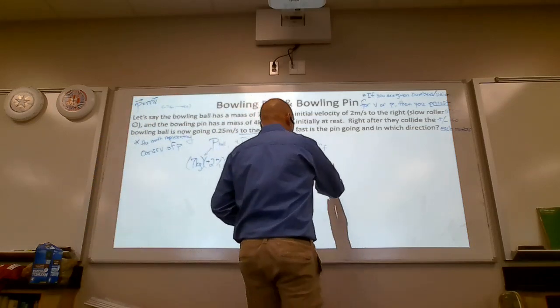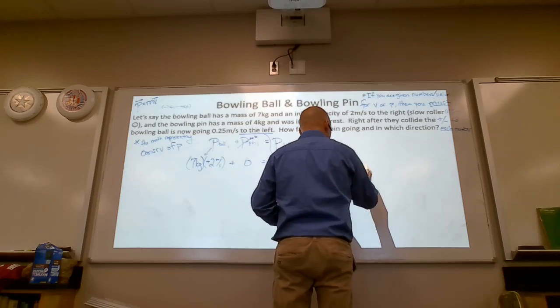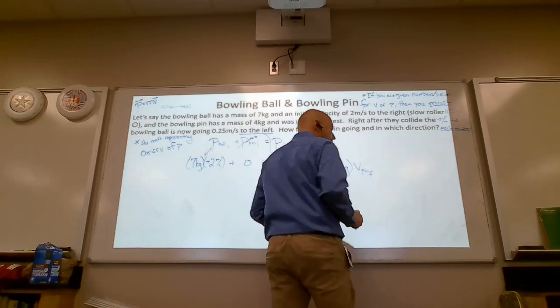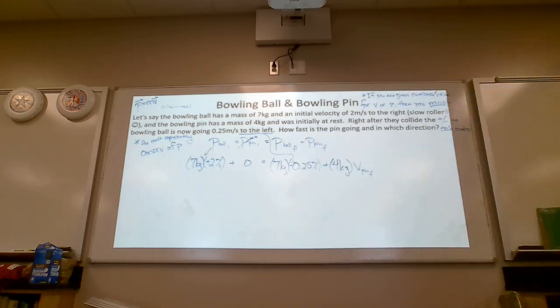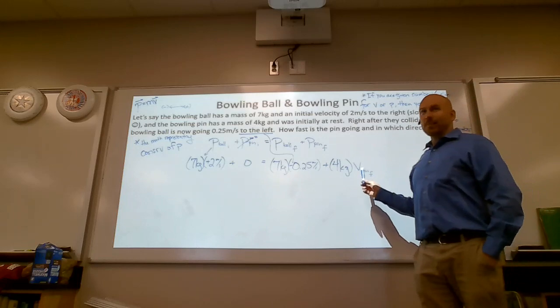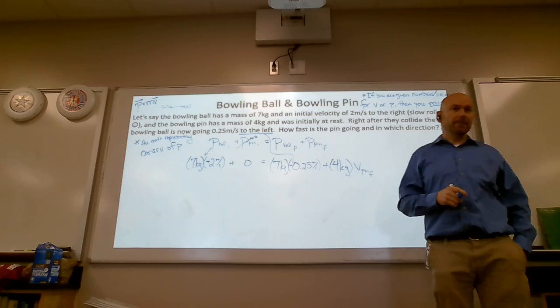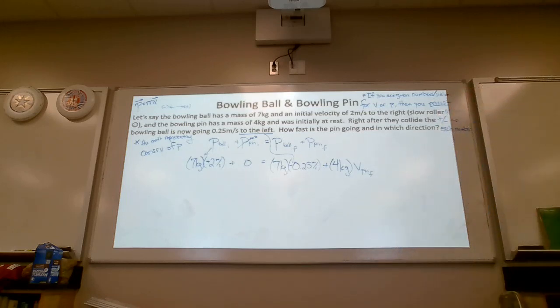Okay, so plus 4 kilograms times the pin's final velocity. I was not given a value for this, so I am not going to make this velocity positive or negative. Only if you're given numbers do you do that. Okay, there's the setup. The math is pretty basic.